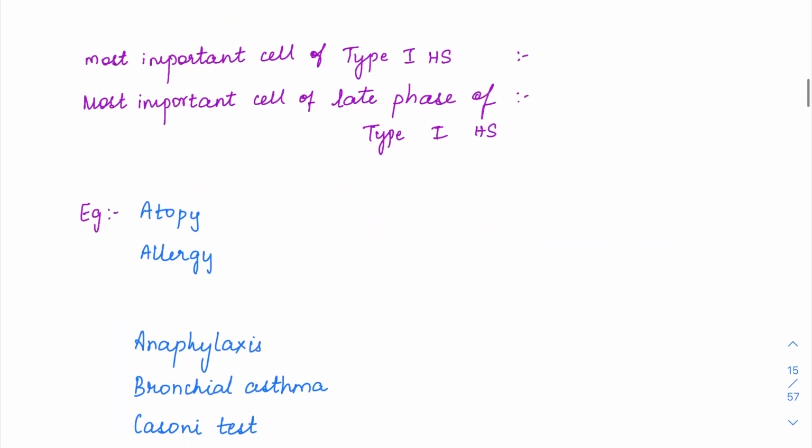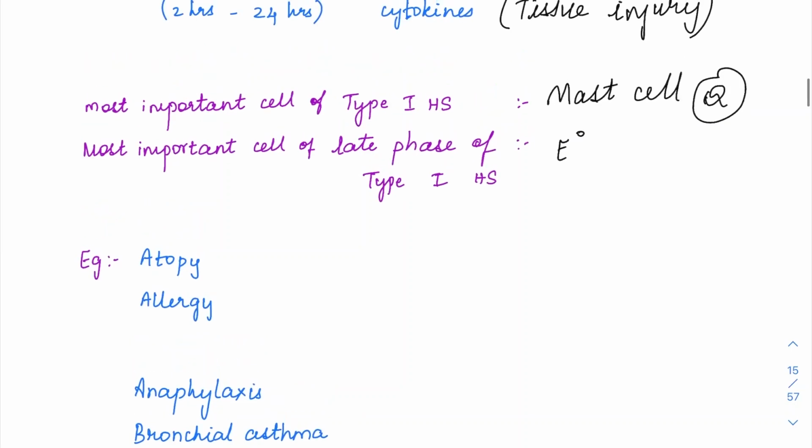So what is the most important cell of type 1 hypersensitivity? If they ask, it is going to be the mast cell. In general, the most important cell of type 1 is the mast cell. While specifically if they ask for the late phase, it is going to be eosinophils. Okay. So eosinophils are again going to produce these newly synthesized inflammatory mediators, which were responsible for the late phase. So in type 1, the important one is the mast cell. For the late phase specifically, it is going to be the eosinophil. And whenever eosinophils accumulate, it is going to result in tissue injury.